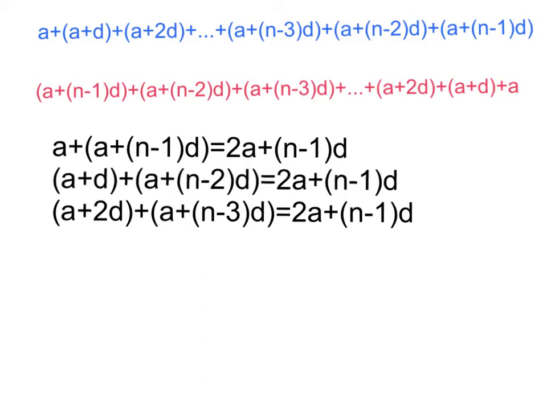Cool. When we add A plus (n minus 1)D, we get 2A plus (n minus 1)D. Nice. Then when we add A plus D plus A plus (n minus 2)D, we get 2A plus (n minus 1)D simplified. Now wait a minute, let's think about that. Take your time, and just think it through to make sure you can really see how the D's add up. 1 plus n minus 2 will give you n minus 1, and 2 plus n minus 3 will give you n minus 1. Then 3 plus n minus 4 will give me n minus 1, and so on.